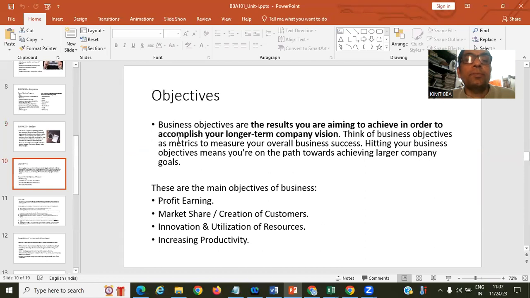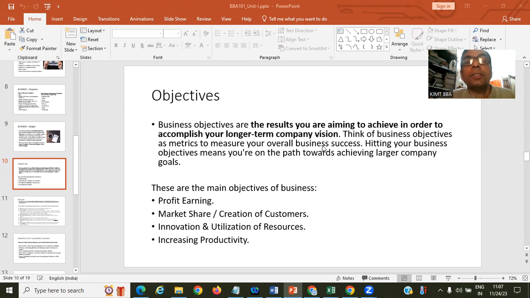What is the objective of business? Business objectives are the result you are aiming to achieve in order to accomplish your long-term vision. We discussed what is vision, what is mission. So vision is nothing but the long term, what you want to be in the long term. That is your vision. So that is the main objective to achieve your task in the long run. So that was highlighted, the business objective.